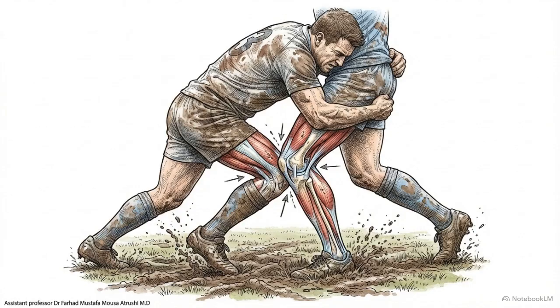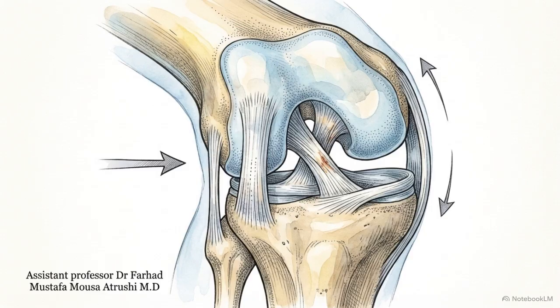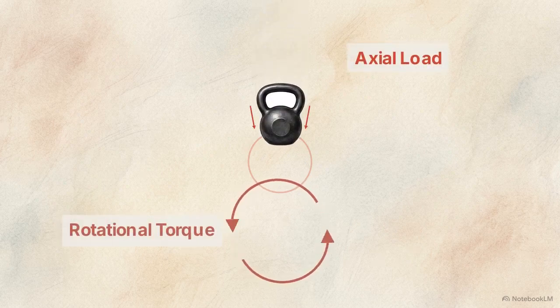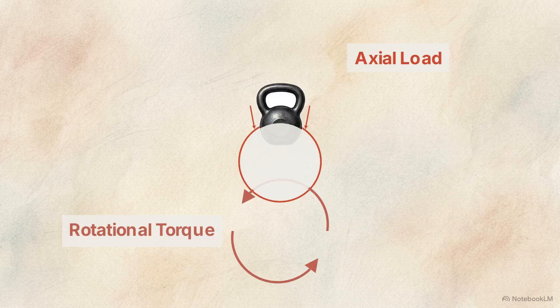A contact injury mechanism achieves the same failure through direct trauma. A tackle directed laterally at the knee forcefully separates the medial joint space, stretching the ligament beyond its limit. This 3D physics model isolates the ACL to illustrate the lethal combination of forces. An axial load, combined with rotational torque, causes the ligament fibers to shear and separate.